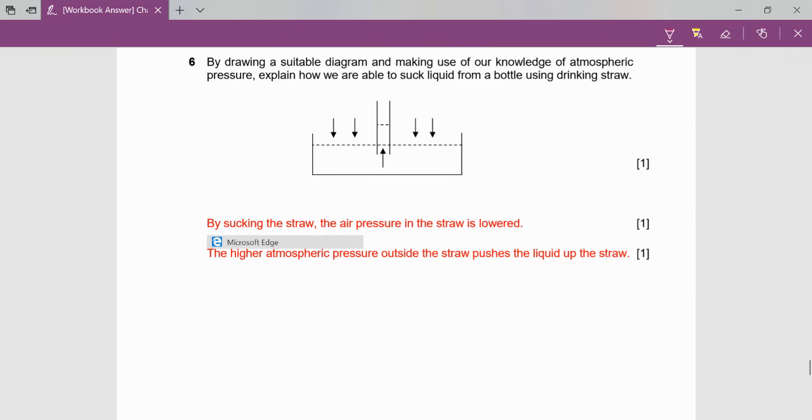By drawing a suitable diagram, making use of our knowledge, explain how we are able to suck liquid from a bottle using a straw. So this one has to do with atmospheric pressure. This question is more demanding. You have to draw and you also have to explain the drawing. So when you suck the straw, there's fewer air particles here. So the pressure is also lesser inside here where your mouth is inside the straw. This thing here is your mouth.